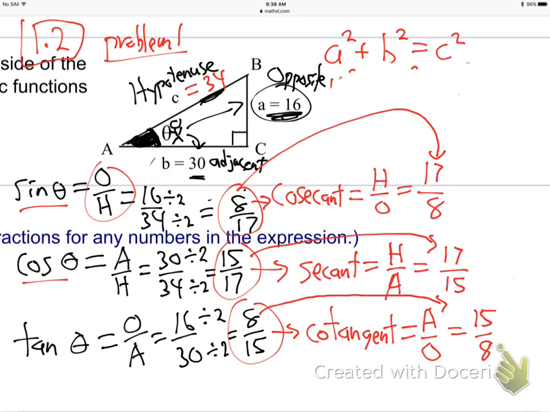So we started by finding C with the Pythagorean Theorem, and then we have the Sohcahtoa definition to help us find the first 3 trig functions, and then flip them to get the other 3. Things I can answer on that? We good? All right.